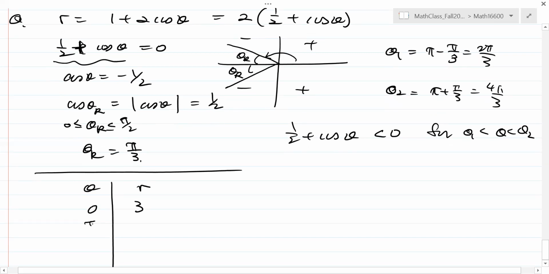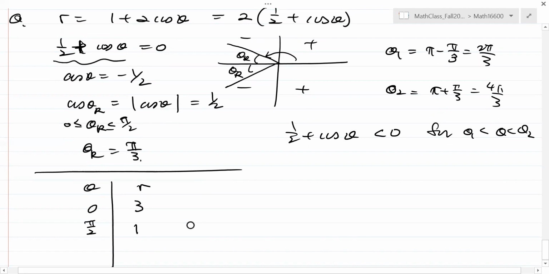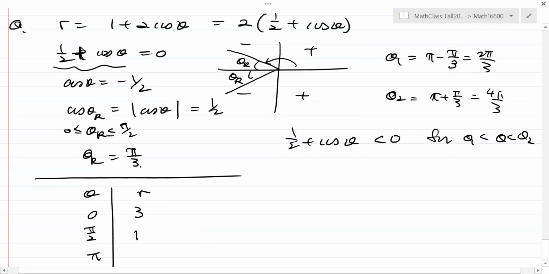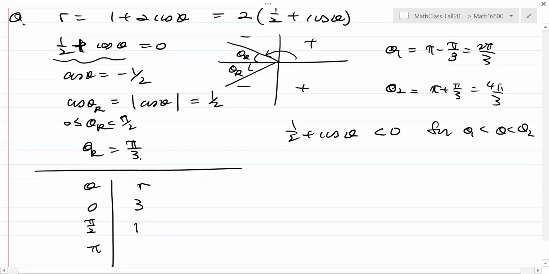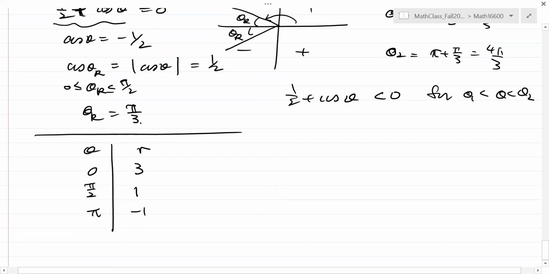We also need pi over 2. When theta equals pi over 2, r is 1, because cosine pi over 2 is 0. And when theta equals pi, r is going to be negative 1, because cosine pi is negative 1, right? 1 minus 2 is negative 1. At 3 pi over 2, it's 1, and at 2 pi, you get 3. The only thing we have to be very careful about is this portion.